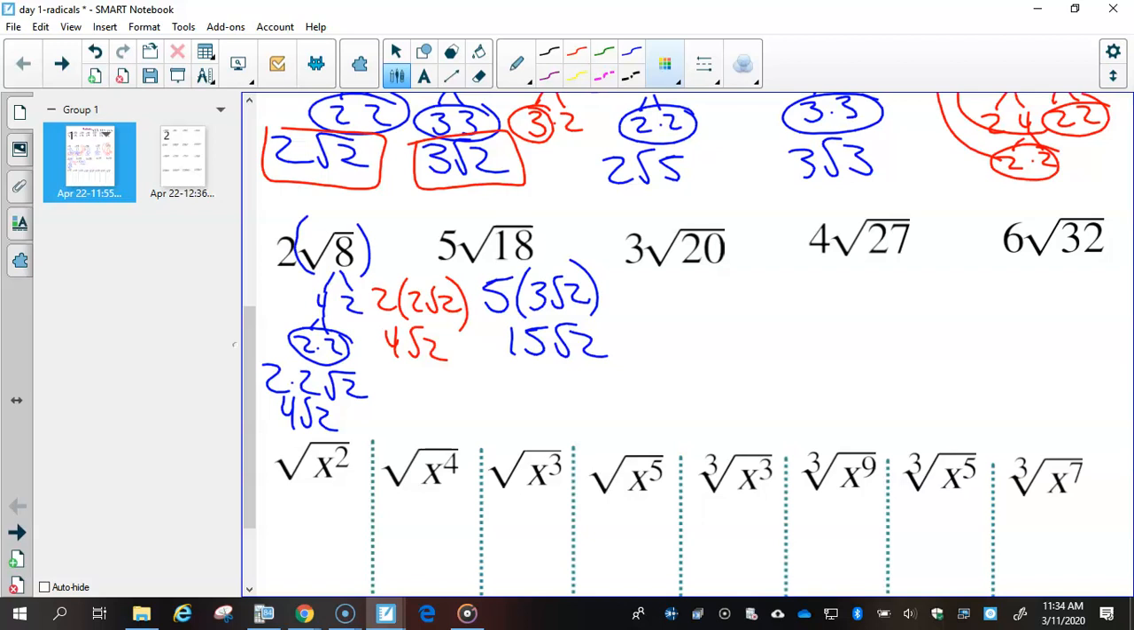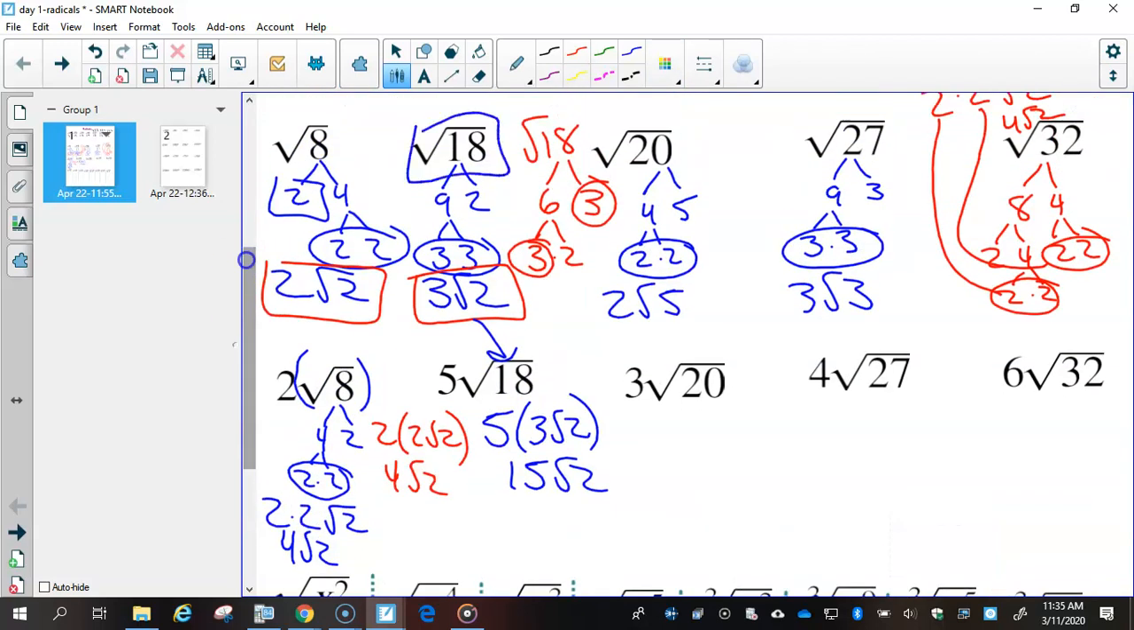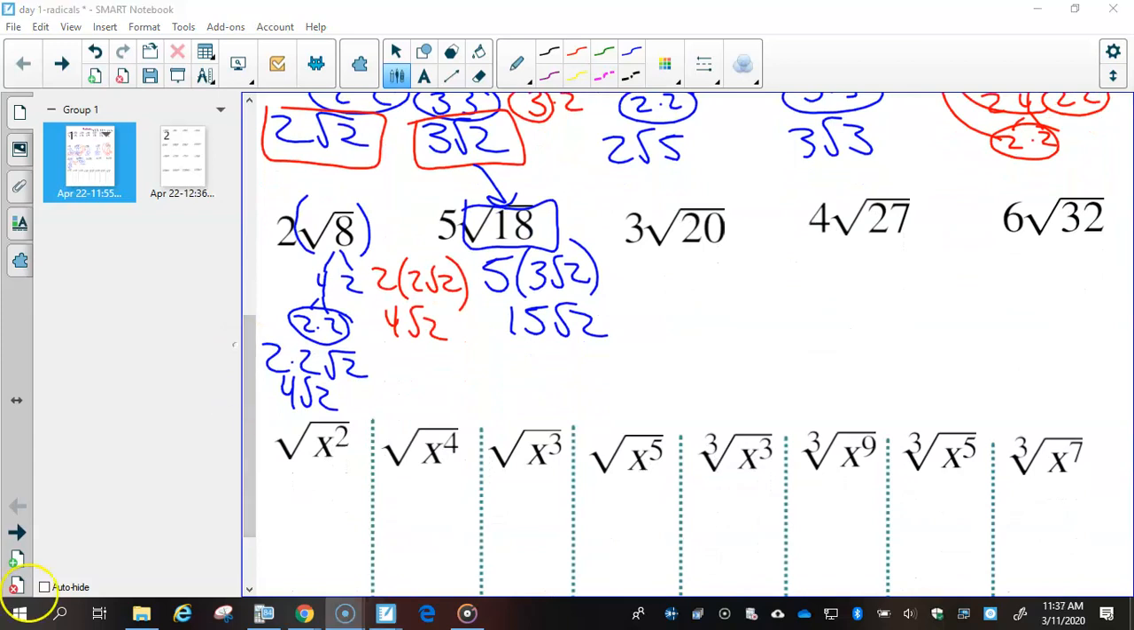Wait, how do you get 5 times 3 to the square root of 2? How did you do that again? Multiply 5 and 3. This is the same thing as the square root of 18. That's fine. I'm just going to go ahead and put the answers up here.